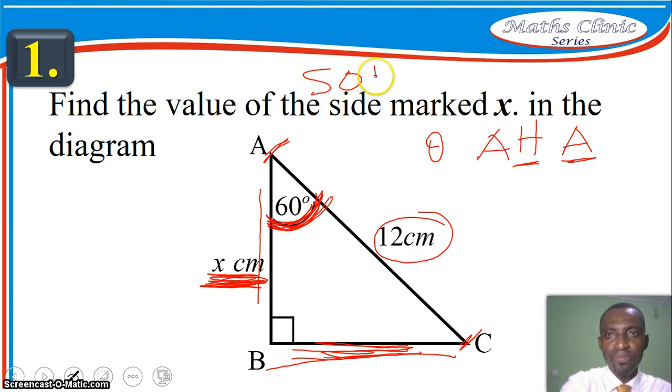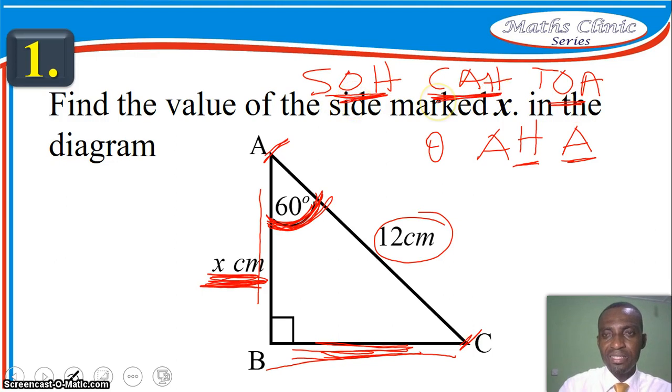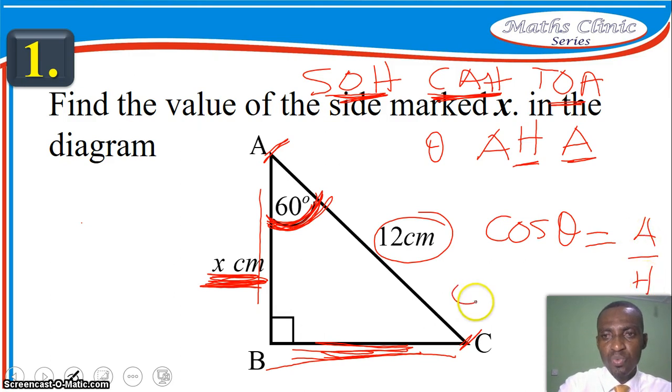So if you look at SOHCAHTOA, if you see TOA, we don't have A and H, and if you see SOH, we don't have A and H. The only time we have A and H is CAH. So we are going to deal with cos. So we can start by saying cos of theta is equal to, then how do we define cos? Cos says CAH, adjacent over hypotenuse. So since we know the theta, we want to find cos 60.